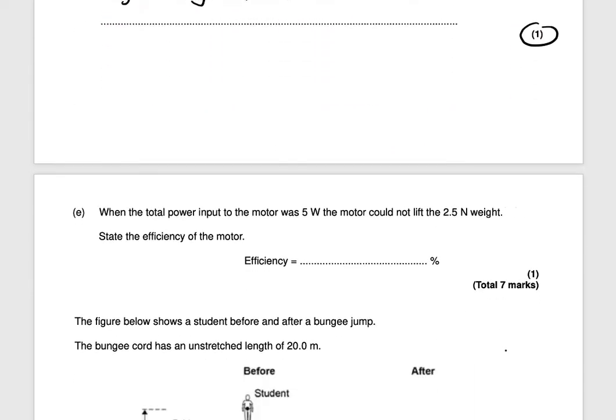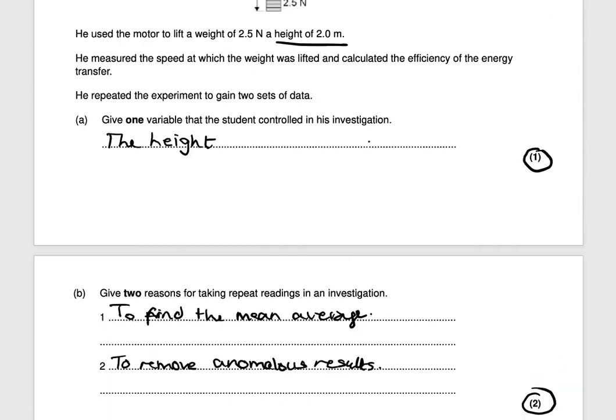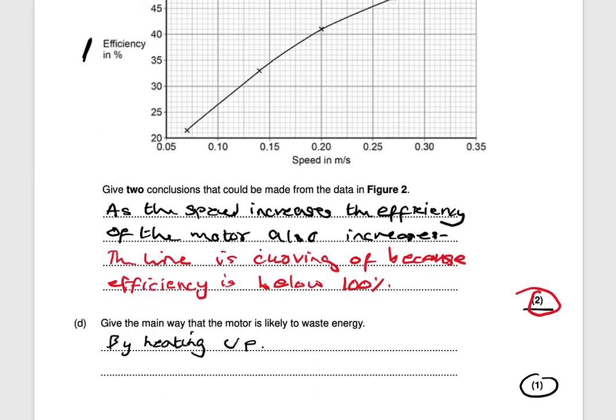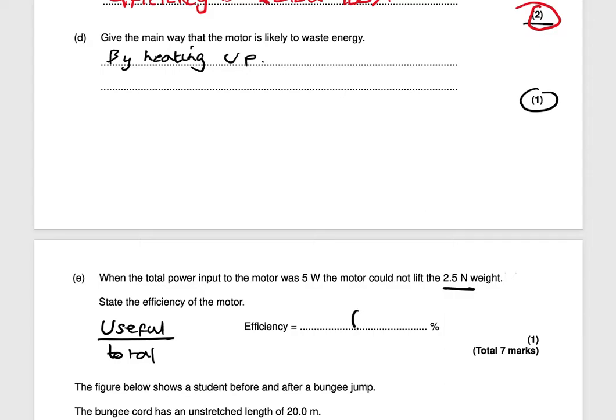Okay, when the total power input to the motor was 5 watts, the motor could not lift 2.5 newtons weight. State the efficiency of the motor. So remember that efficiency is the useful power output divided by the total power input. Now it says that it couldn't lift the 2.5 newtons of weight. So if it couldn't lift that much of the weight, how much was the total weight? The total weight was also 2.5 newtons. And if it couldn't lift that 2.5 newtons up, then the efficiency is 0%. And that would get you 1 mark.